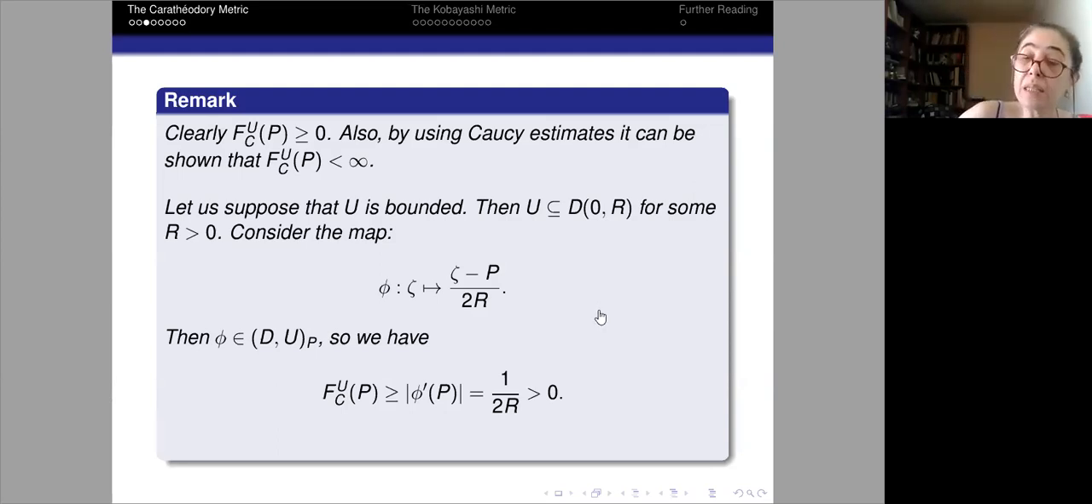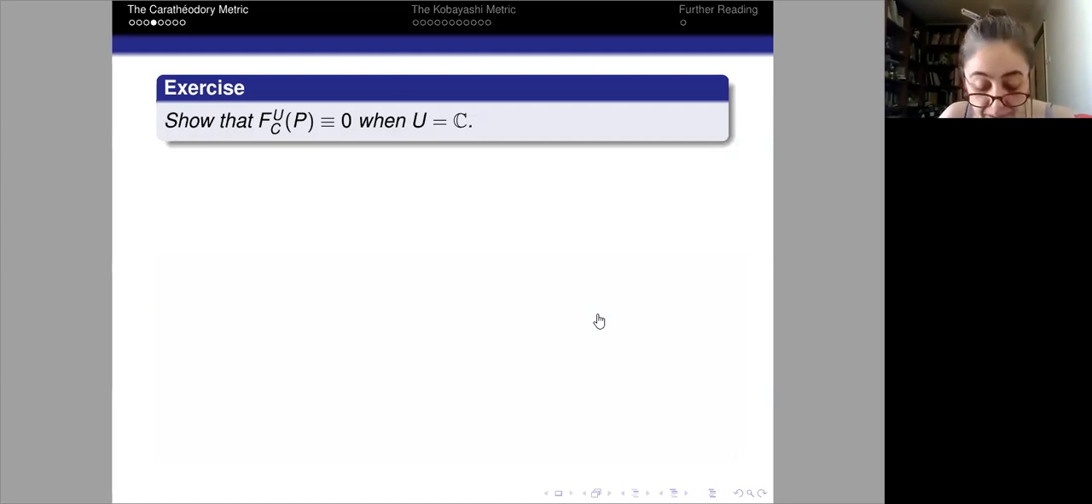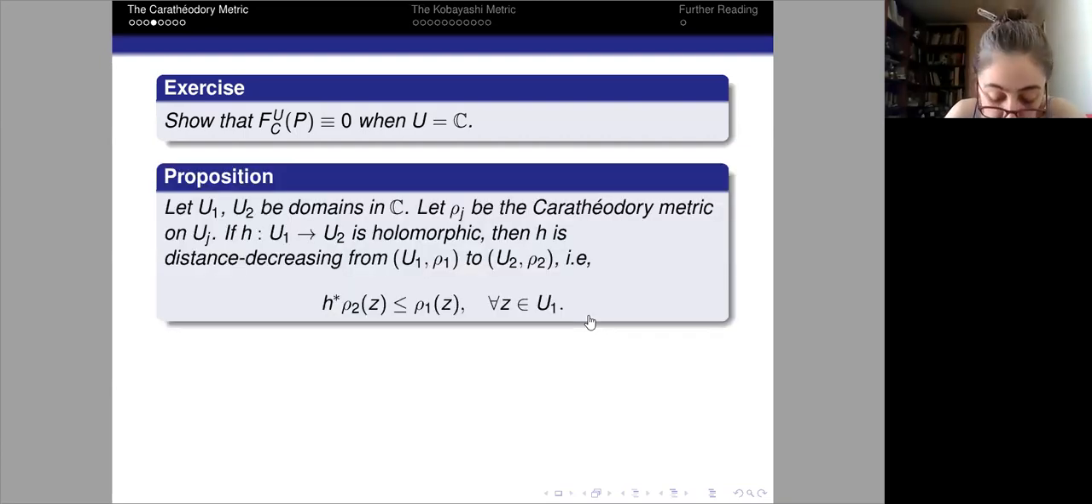But if you take an unbounded domain, things don't go as well. We won't discuss what happens when U is unbounded, but there are discussions in classical complex analysis books, and there are other references as well, of course. But you can easily show that when you take U to be the complex plane, the value of the Carathéodory metric at point P is identically zero. But we want to concentrate on other things for now.